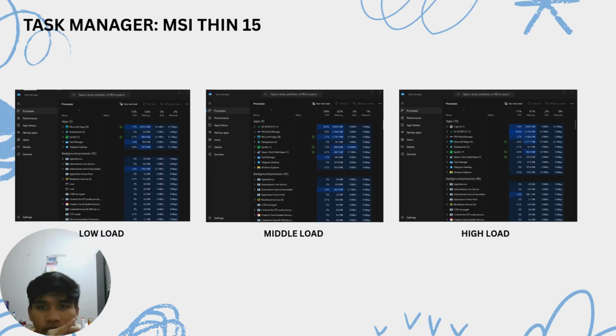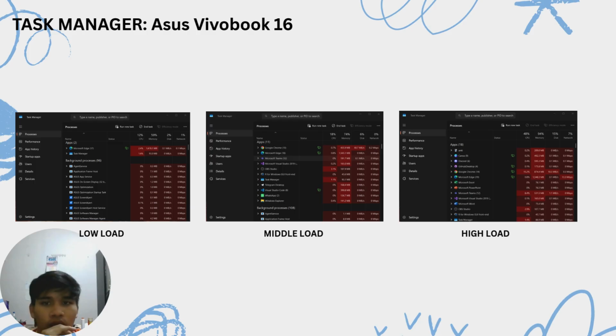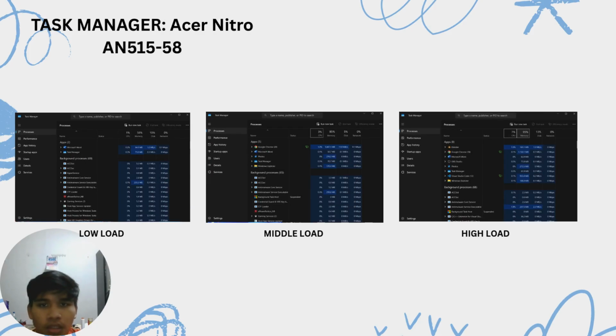So this is the result for the MSI 1015 at low load, middle load, and high load. And the next is for the Asus VivoBook 16, and then the Acer Nitro.